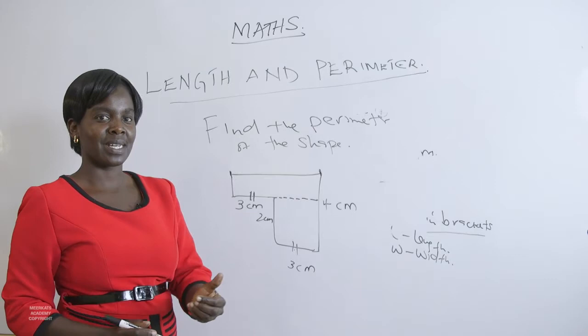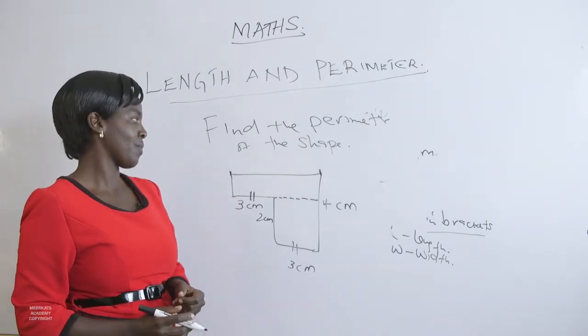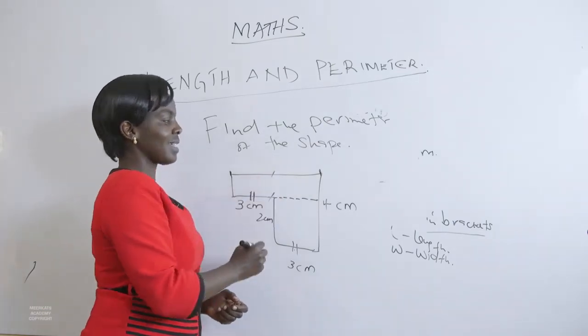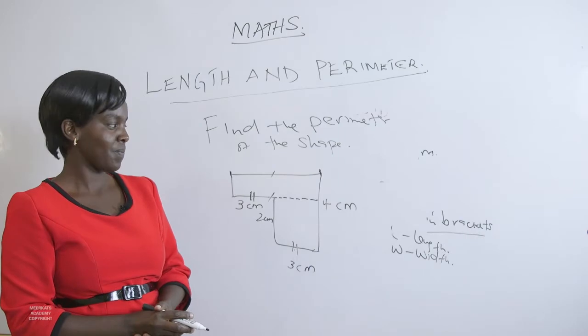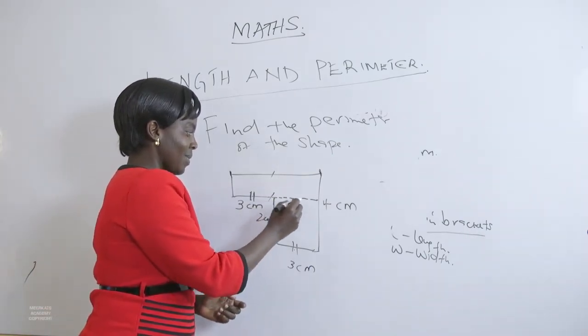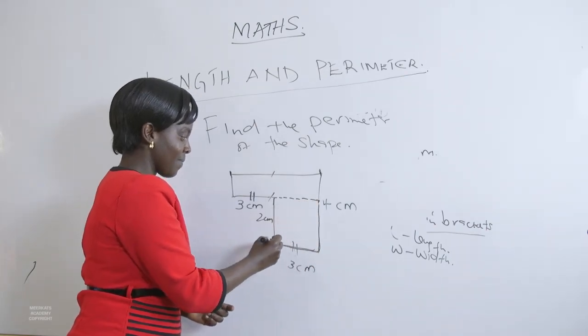And what did we say about a rectangle? We said a rectangle, opposite sides are equal. So that means this side here and this side, they are supposed to be equal. How do we know this side? This one also will form another rectangle. From here down, this is another rectangle.